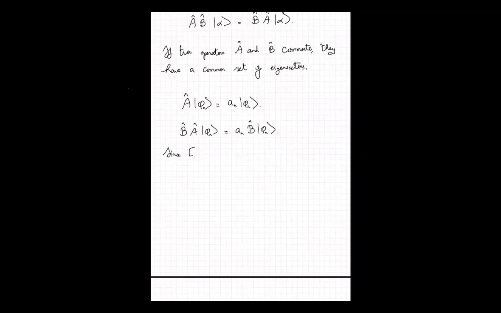Since the commutator AB minus BA equals 0, I can write the above equation as AB acting on phi n equals a n B acting on phi n, because the order does not matter, since A and B do commute.